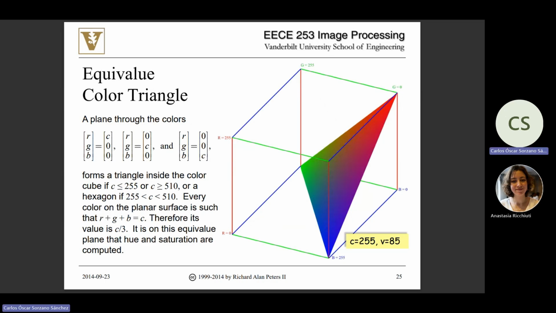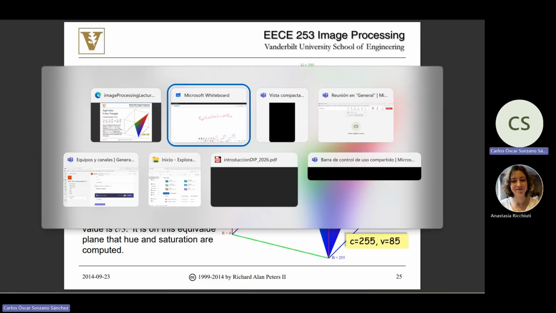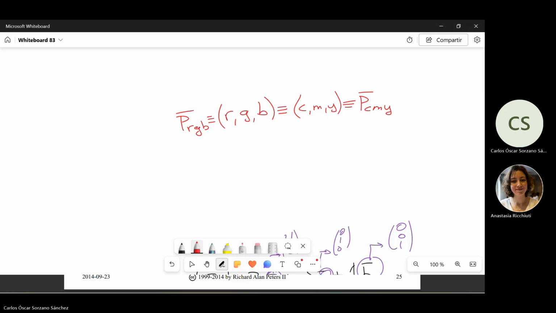So the color cube, you can see the origin is here. So this is the 0 point. And then we can look for all those colors that fulfill this equation, R plus G plus B is equal to C. So this is the equation of a plane. Just a reminder of what these things are.